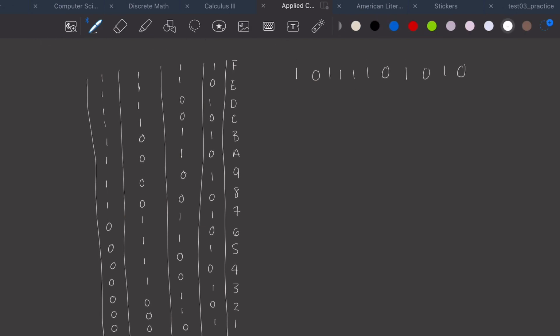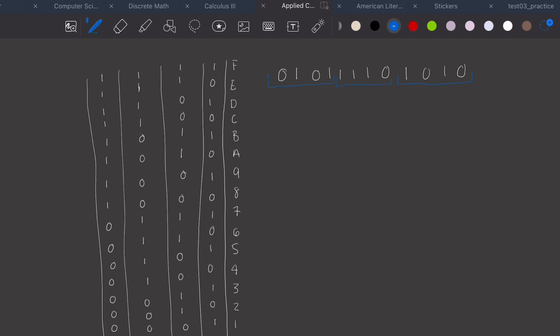So we need to split this up into groups of 4. I will take 1 0 1 0, and then I will do 1 1 0. Again, I am missing one number at the end because I only have 3 numbers, so I will add a 0 to the end of that as a placeholder.